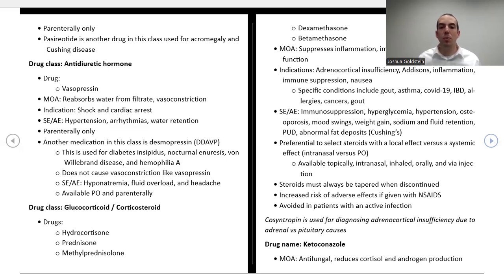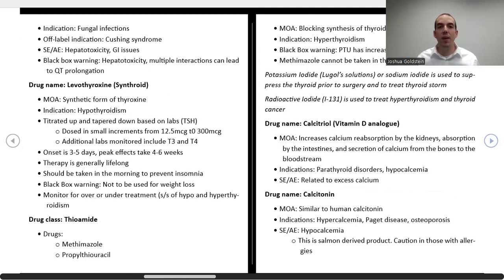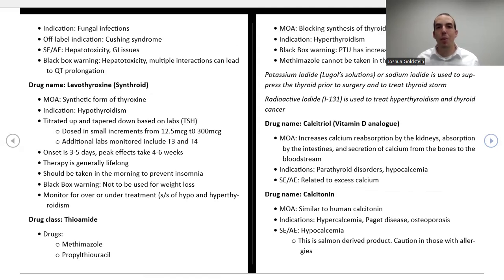Next, let's move on to the treatment of the next hormone. And now we're going to talk about ketoconazole. Ketoconazole is actually an antifungal medication, and this is used to treat when we have too much steroids in our body. In this case, it reduces cortisol and androgen production. We use this for fungal infections, and we also use it off-label for Cushing's syndrome. This does have adverse effects of hepatotoxicity as well as GI issues, and a black box warning for hepatotoxicity, plus a black box warning that in combination with multiple medications, this can cause QT prolongation.